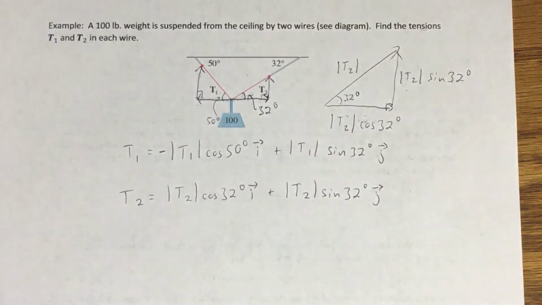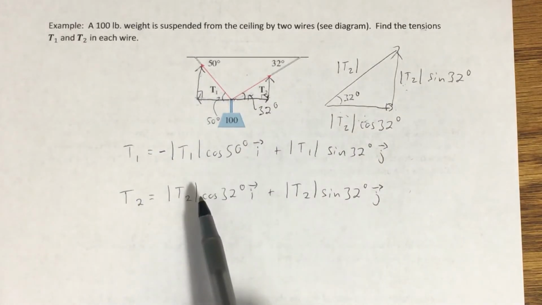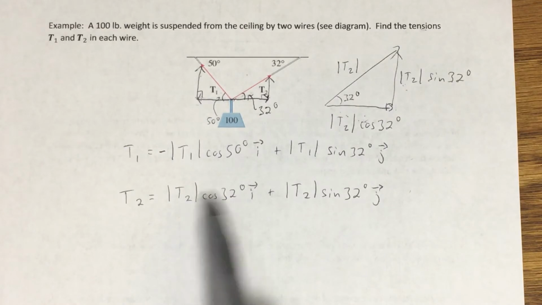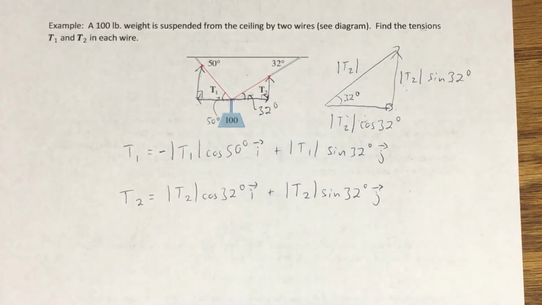Okay? And again, like I said before, we don't have information on these magnitudes yet. So there has to be more to the problem to make sense of this. Now, we haven't used the 100-pound weight in any way yet. So this is the point where we want to make use of that.